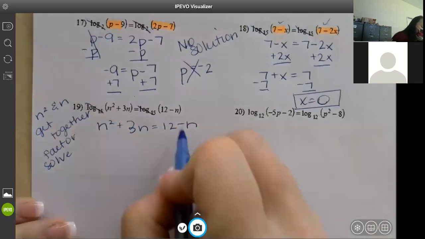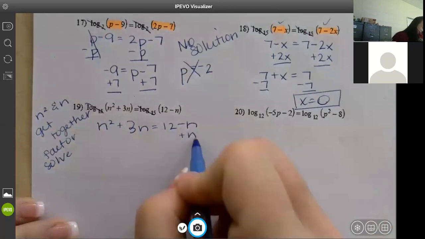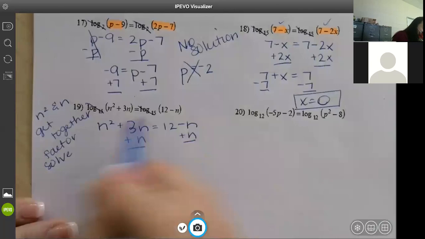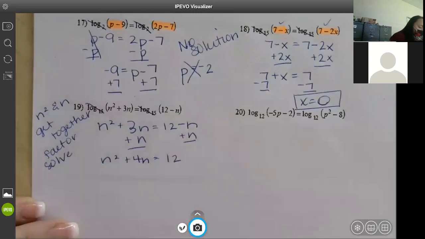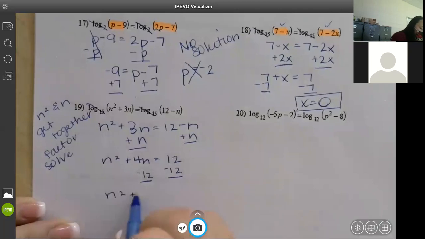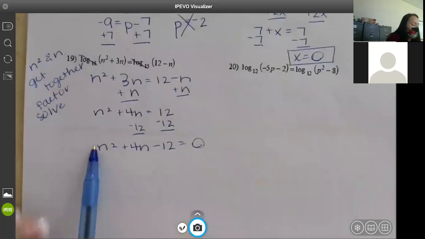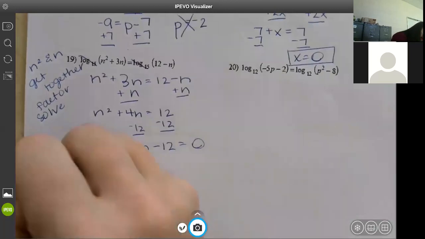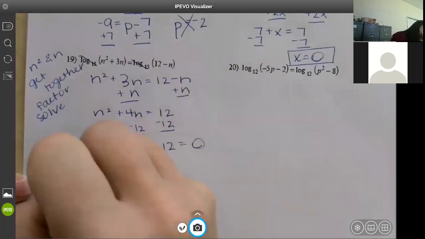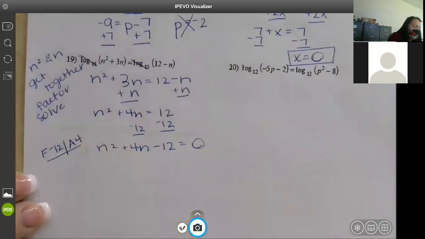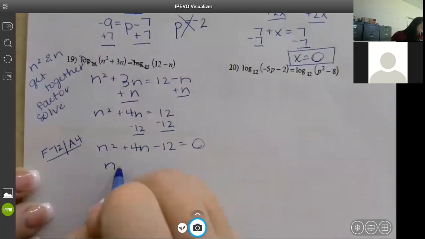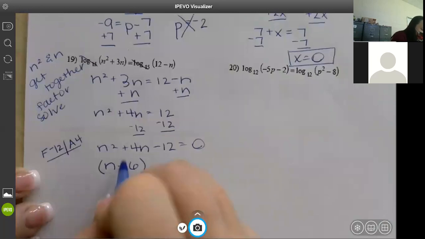So I'm going to add this n to the other side. So I get n squared plus 4n equals 12. We're going to subtract 12 so that we get it equal to 0. Now remember, our factoring said if there's no number in front, we can do the cheater method. I need factors of negative 12 that add to 4. I've shown you how to do that on your calculator, but on this, you shouldn't have to do that. They're going to be positive 6 and negative 2.